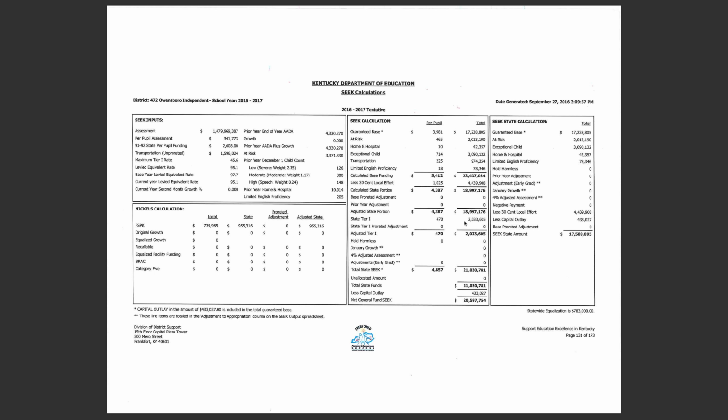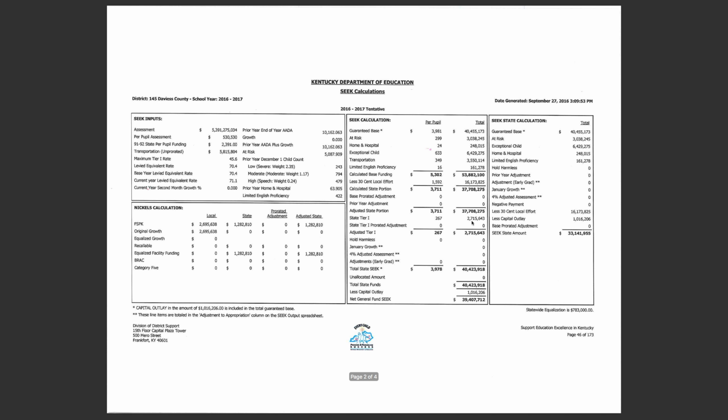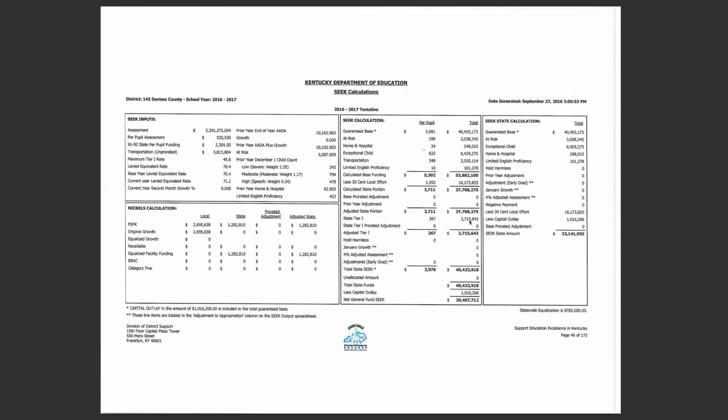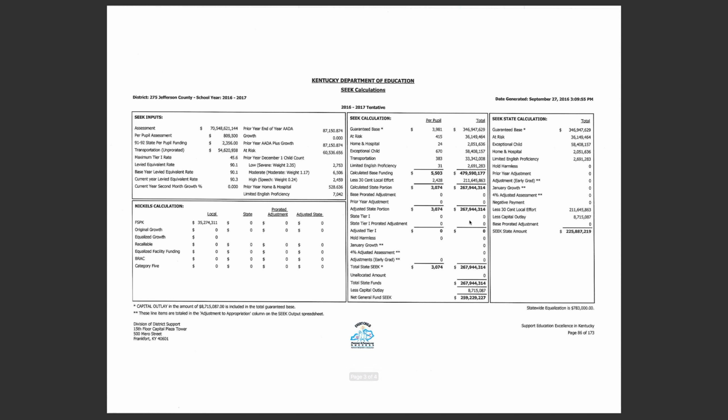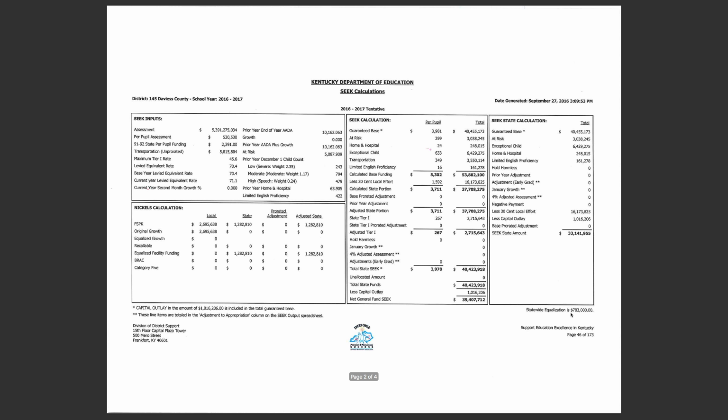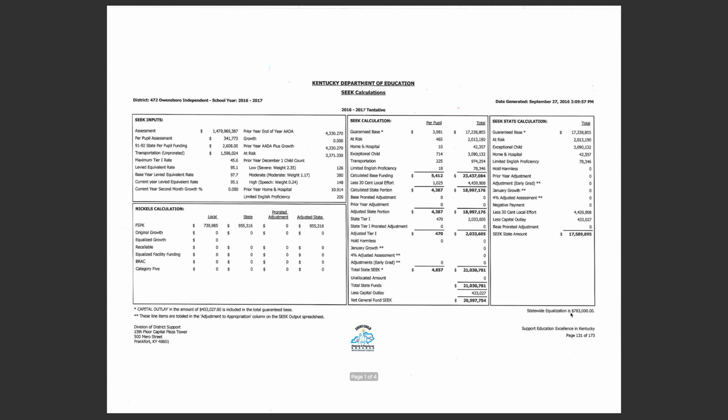Owensboro qualifies for an additional $2 million in Tier 1 funding. Davis County qualifies for $2.7 million in Tier 1 funding. You can see Jefferson and Fayette, because their per pupil assessment of taxes does not qualify them for Tier 1. From an equity standpoint, they have additional resources on the local level that Owensboro and Davis County don't have because the value of their property that's taxed is lower.